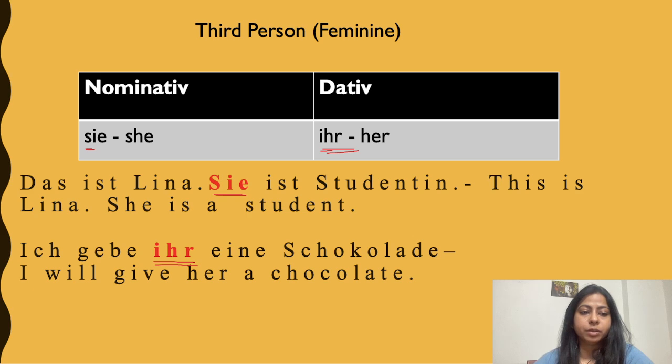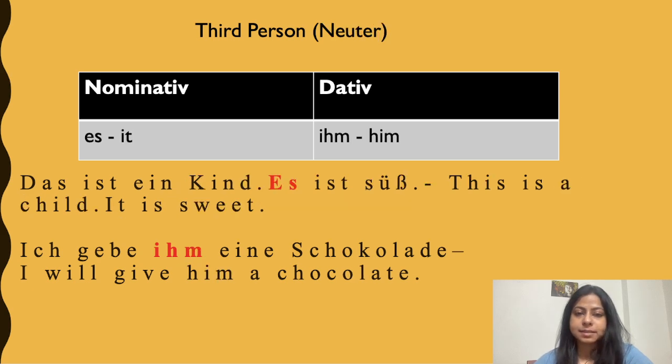Now moving on. Third person neutrum. Nominative es, which means it. Dative would be ihm. Das ist ein Kind, es ist süß. This is a child, it is sweet. Ich gebe ihm eine Schokolade. I will give him a chocolate. So, even for third person neutrum, the dative personal pronoun is ihm. So, for es, it is ihm.